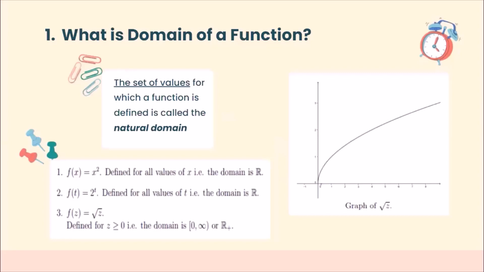A second example is f(t) = e to the power of t, where t can be defined over all the real numbers. And the third example is f(z) = square root of z. Since the square root cannot be negative, this means that z is greater than or equal to 0 and the domain is from 0 to infinity for all positive numbers. As you can see from the graph, it starts from 0 and goes to infinity.